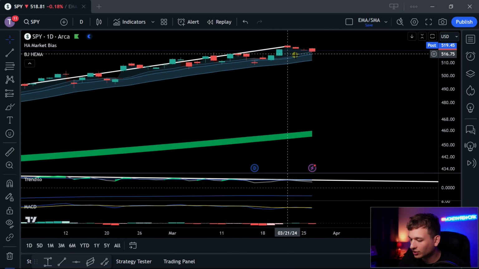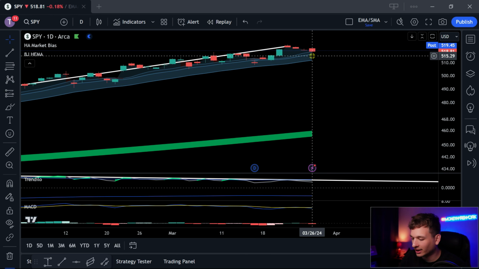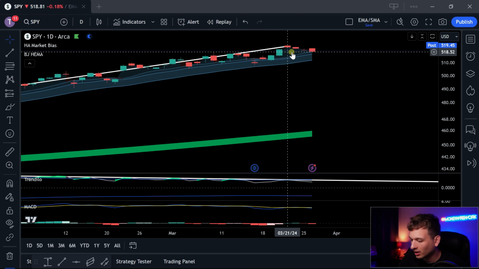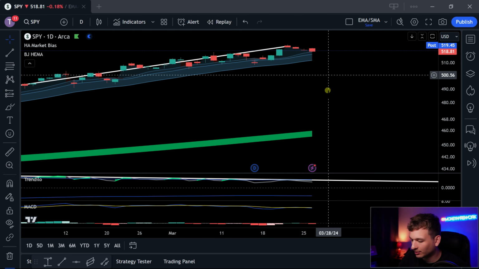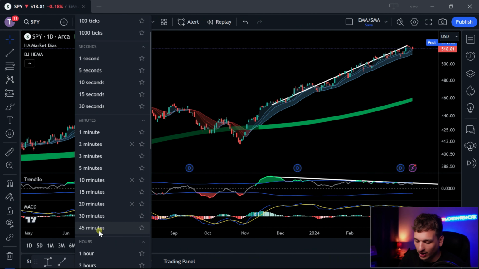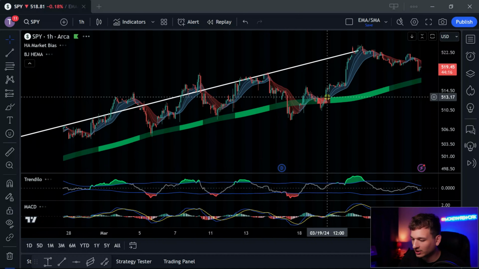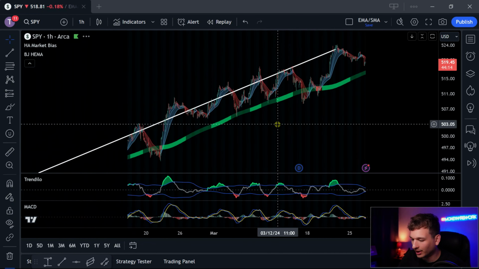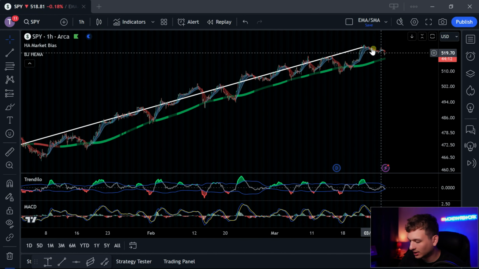I'm sorry, 4 straight days where we ended just slightly lower than we were before. And we weren't able to actually break the open. So that is suggesting, maybe we'll just go down to hourly so I can show you. That is suggesting that we are in a little bit of a downtrend, which you can see right there.